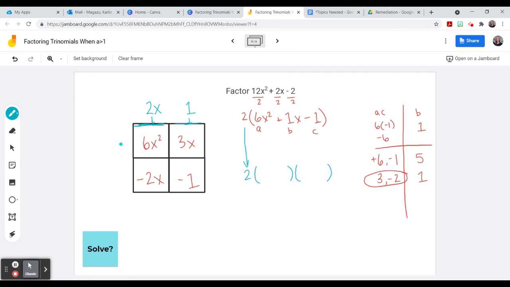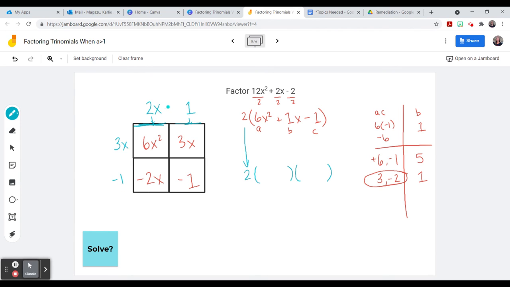Pulling a common factor out of this column, they both share an x, and the greatest common factor of 6 and 3 is 3. So that would be 3x. You can use my trick from the last example. If we know this 1 is accurate, 1 times what gives me 3x? It's going to be 3x. 2x times what gives me -2x? We know that's a -1. But if we didn't know that, the common factor of -2x and -1 is -1.